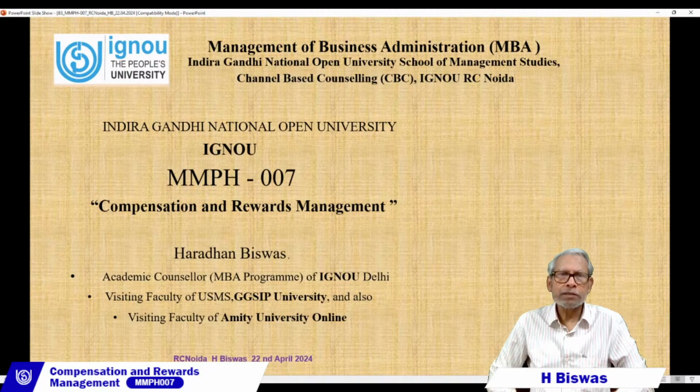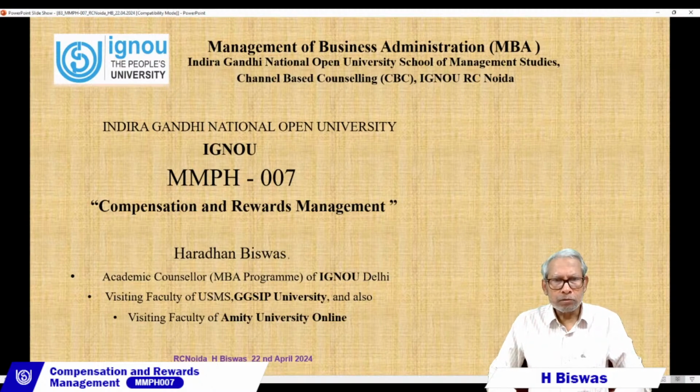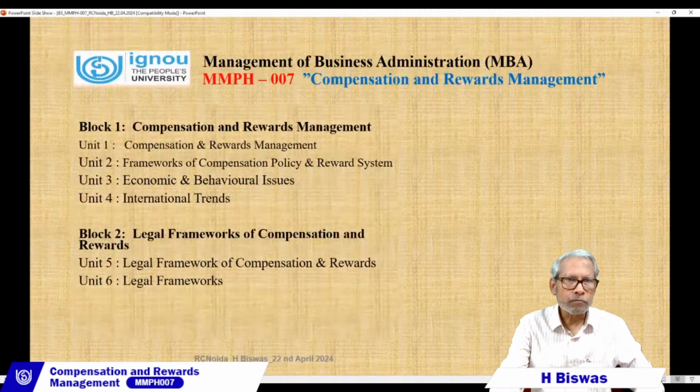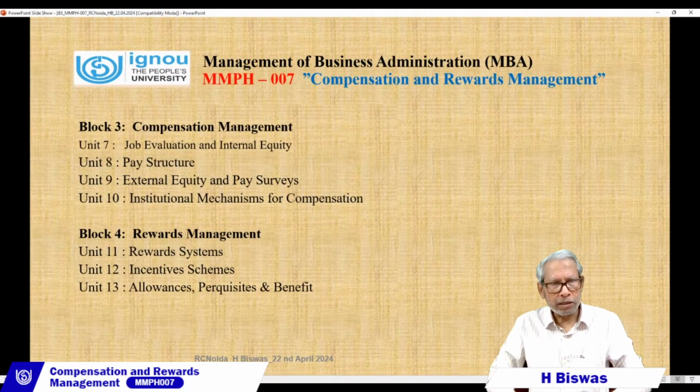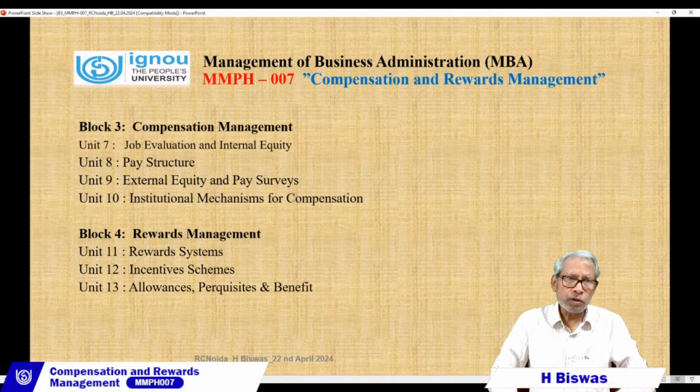Today again, MMPH007, Compensation and Reward Management. So today we have to discuss Block number 3. Block number 3 has 4 units. Unit number 7 is Job Evaluation and Internal Equity. Unit number 8 is Pay Structure. Unit number 9 is External Equity and Pay Survey. Unit 10 is Institutional Mechanisms for Compensation. So these 4 units pertain to your Block number 3.